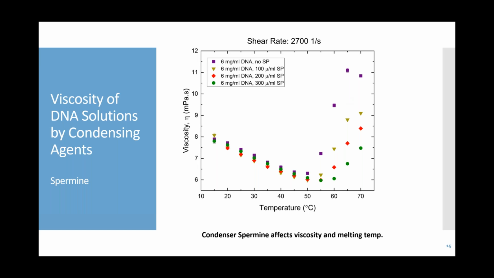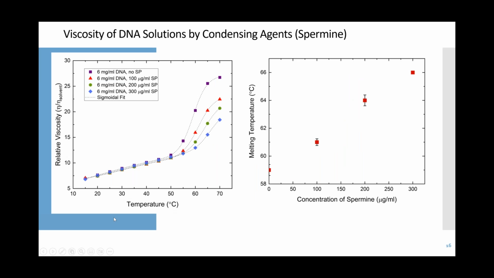With that in mind, now let's take a look at the relative viscosity data versus temperature. The plot on the left shows the same samples as the previous slide and the corresponding sigmoidal fit for each curve. We quantify DNA melting by defining the melting temperature. To define it, we take the sigmoidal fit of the temperature ramp-up data and set the midpoint of this fit as the DNA melting temperature, which is consistent with how it's defined in the literature. The plot on the right shows melting temperature as a function of spermine concentration.